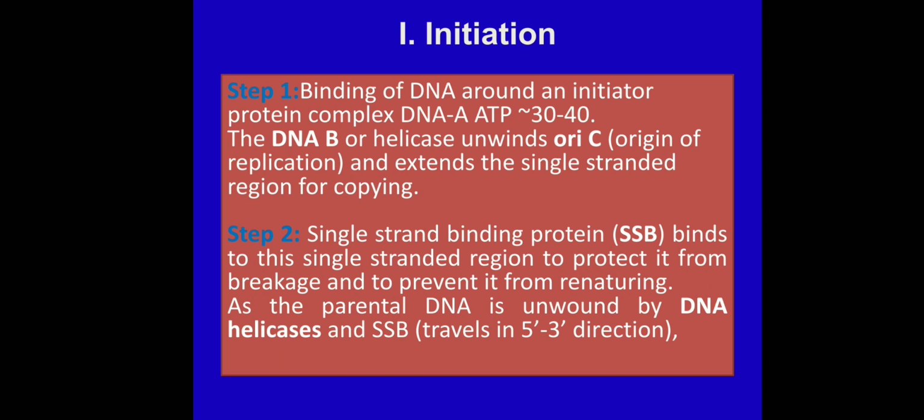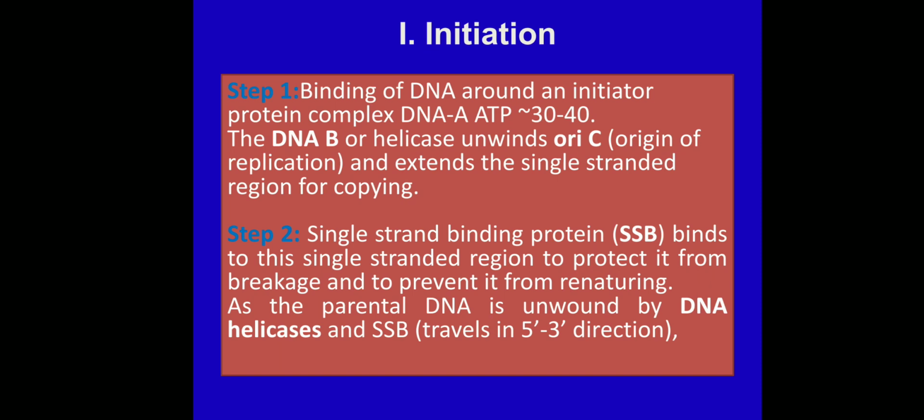In the first step, binding of the initiator protein complex DnaA with ATP, at the 13-mer and 9-mer repeats, and DnaB or helicase unwinds the origin of replication, OriC, and extends the single stranded region for copying. And in step 2, single strand binding protein binds to the single stranded region to protect it from breakage and to prevent it from renaturing.